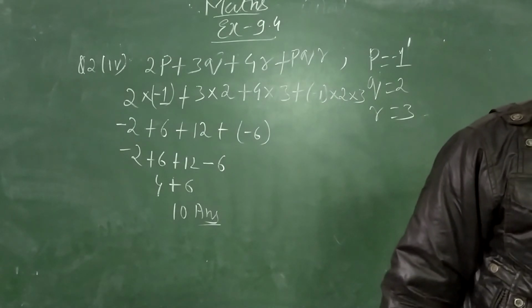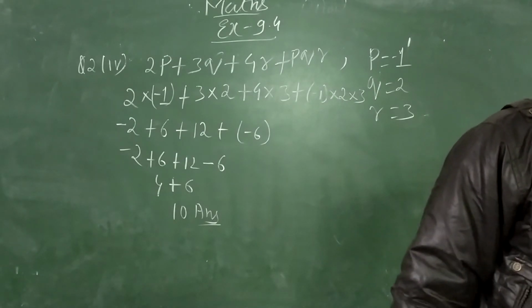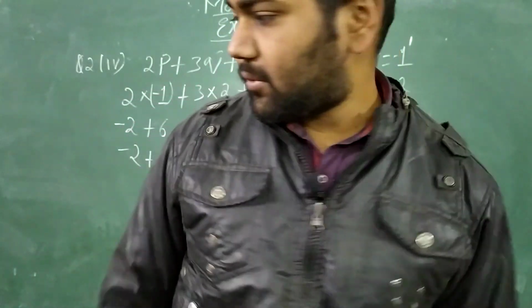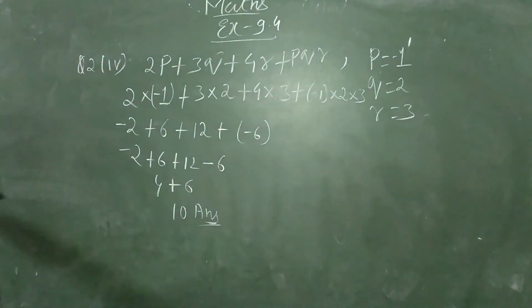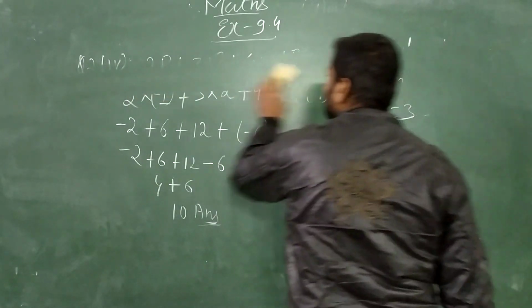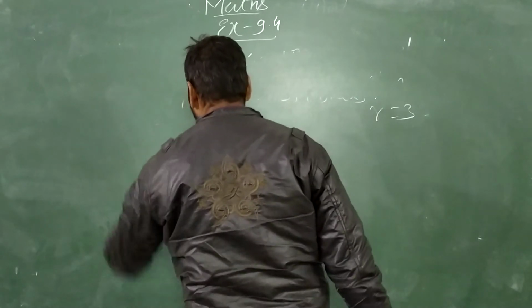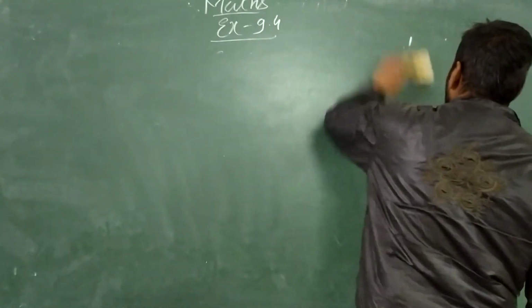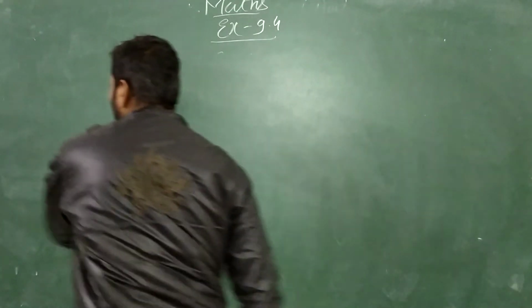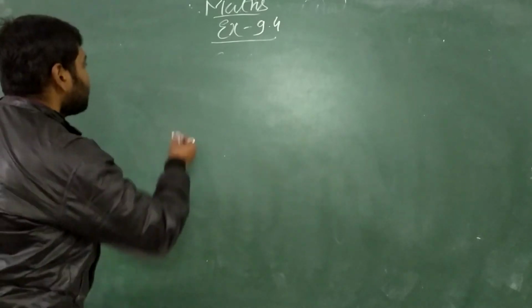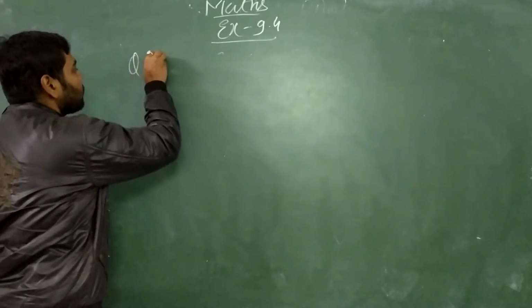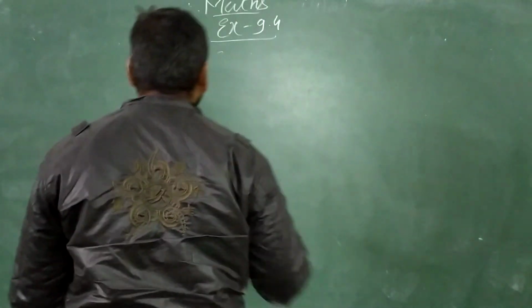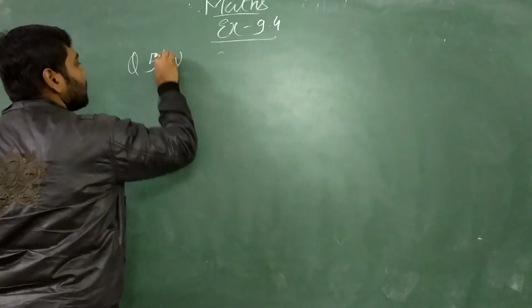Now see question number 5, third part. Maybe these questions differ from your book because your book is a new one, but the way of doing the question is similar. Okay. So no need to panic. You do the question that is given in your book. I am doing what is given in my book, but the thing is the same. So you have to just learn.